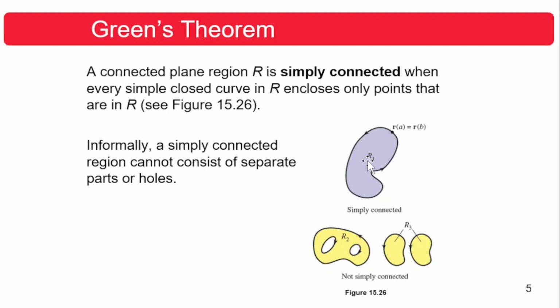Informally, a simply connected region cannot consist of separate parts or holes. So these two figures below are examples of regions that are not simply connected, because R2 consists of two holes and R3 consists of separate parts.